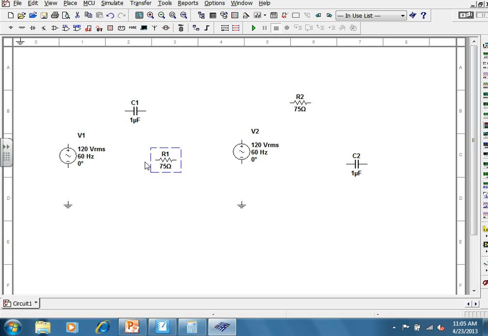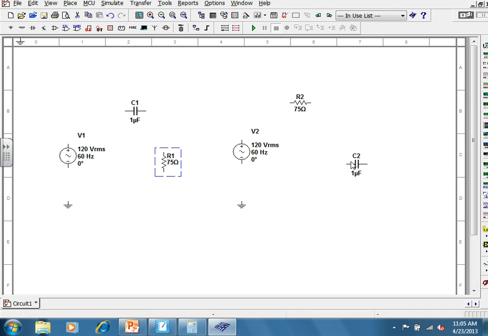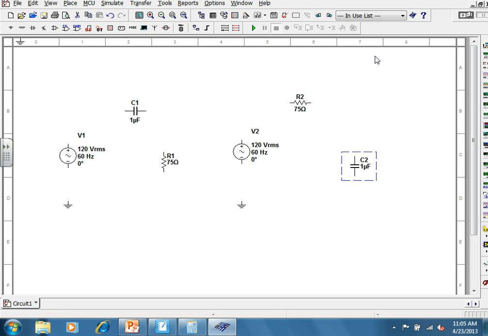We'll rotate this guy a little bit. Maybe we'll rotate him, who knows. And we'll rotate that guy a little bit. Okay. Excellent. And we'll hook him there.